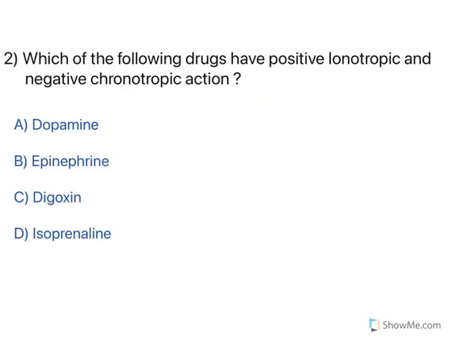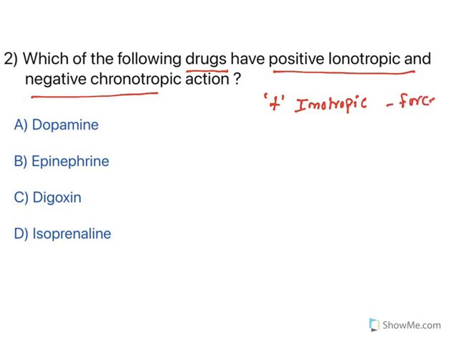Moving to the next one. Which of the following drugs have a positive inotropic and a negative chronotropic effect? Positive inotropic effect means any agent which increases the force of contraction of the heart. Whereas chronotropic, from chrono meaning timely events, is related to heart rate.